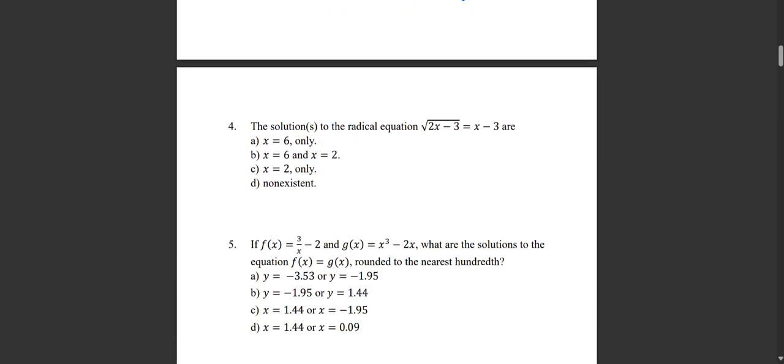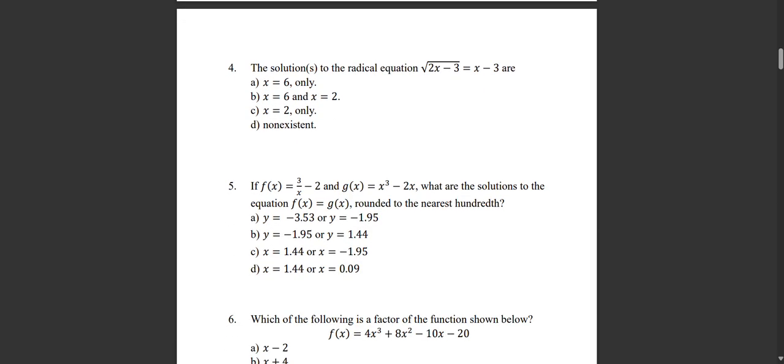Number 4, a solution to a radical equation. This one is stowable.